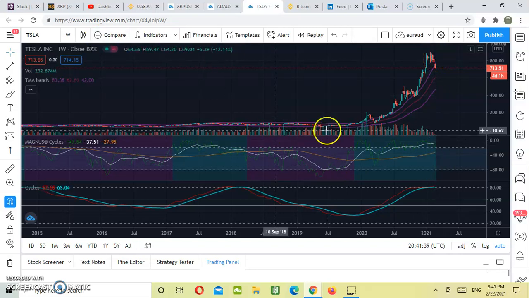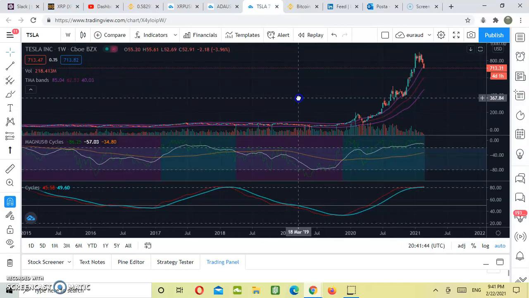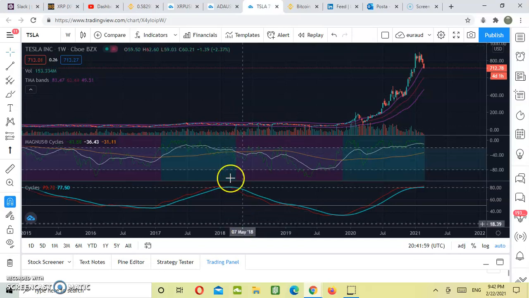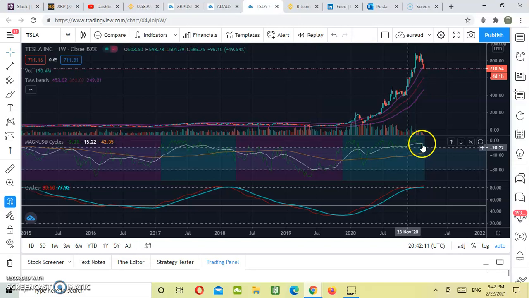Since we are analyzing the weekly chart, the current movement downwards will last for the next 1.5 to 2 years. As you can see here, in the previous descending phase Tesla went down from this area, July 17, until May 19, so almost 2 years. So I do believe we have peaked. Now we can switch to the daily chart.